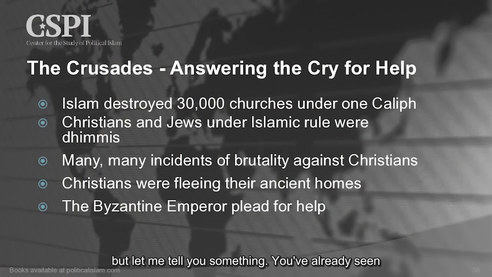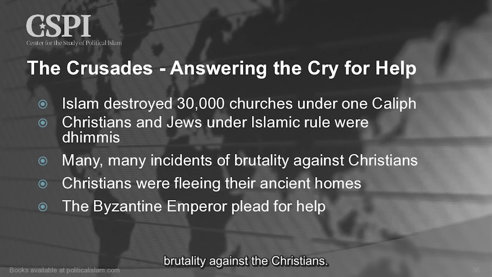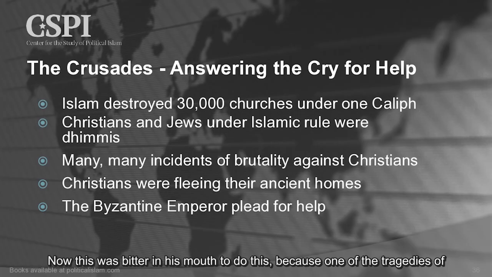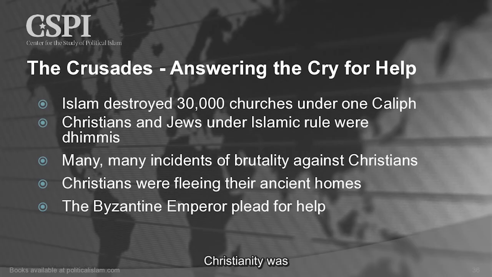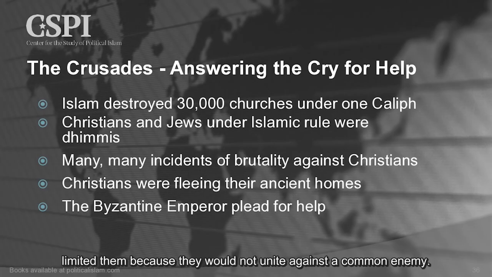You've already seen that churches were being burned and destroyed. There was constant brutality against the Christians. Christians were fleeing, and the Byzantine emperor pled for help to the Pope. Now, this was bitter in his mouth to do, because one of the tragedies of Christianity was, when faced with Islam, it divided amongst itself and fought with others. That is, the jihad was so intense that the arguments they had amongst themselves limited them because they would not unite for a common enemy.